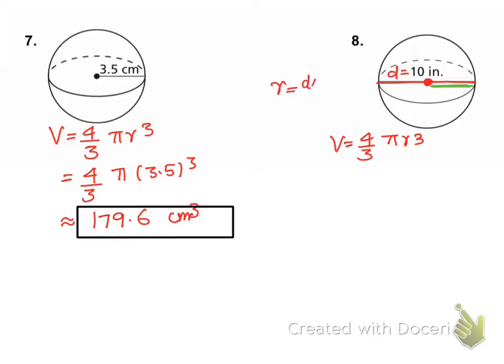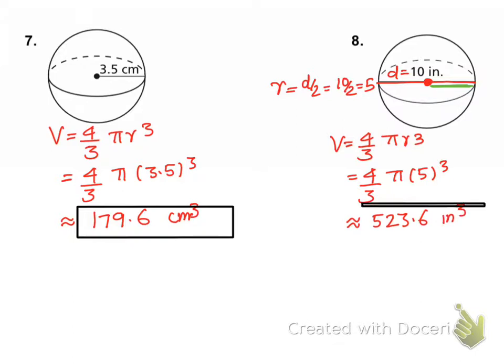r is d over 2. That's 10 over 2, half of that, that is 5. So let's plug it in. 4 over 3 pi 5 cubed, and when you solve it, you get 523.6. It is inches cubed. That's your answer.